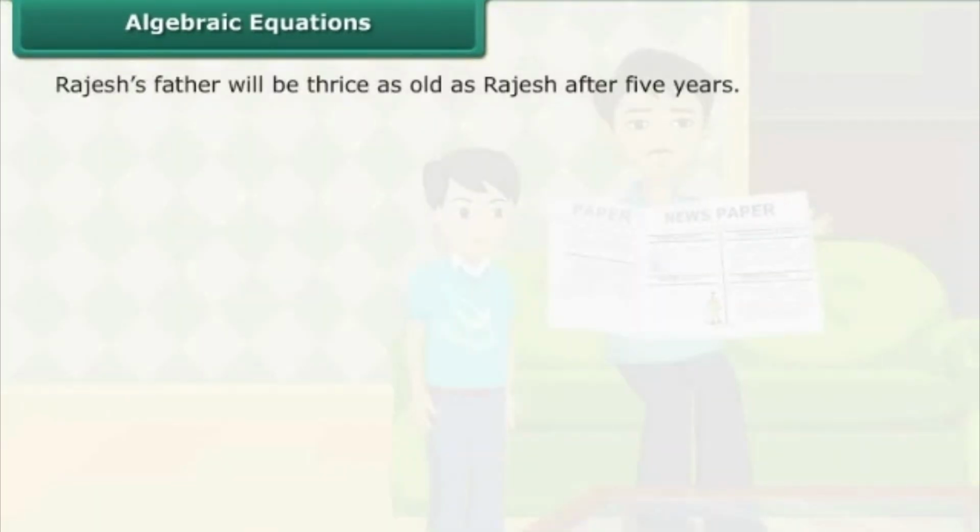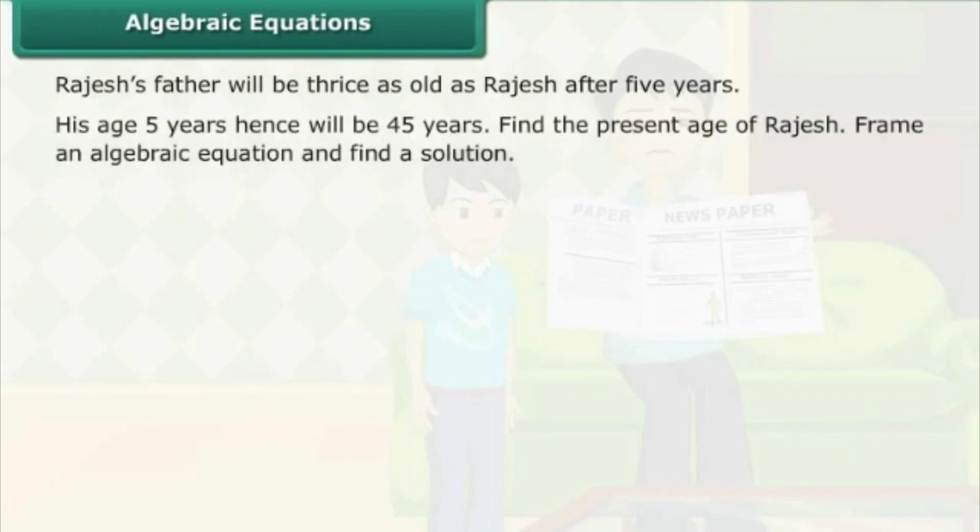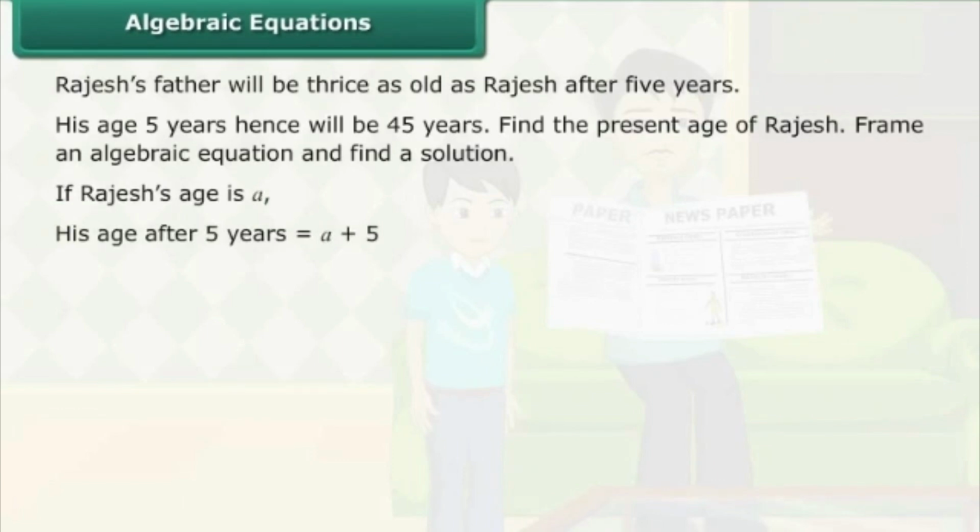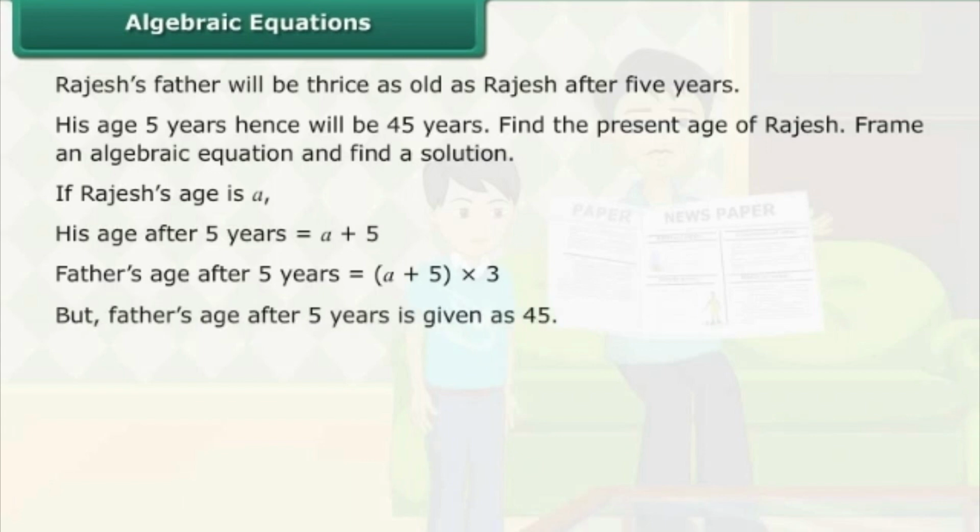Rajesh's father will be thrice as old as Rajesh after 5 years. His age 5 years hence will be 45 years. Find the present age of Rajesh. Frame an algebraic equation and find a solution. If Rajesh's age is A, his age after 5 years is equal to A plus 5. Father's age after 5 years is equal to (A plus 5) into 3. But father's age after 5 years is given as 45. Therefore, (A plus 5) into 3 is equal to 45.